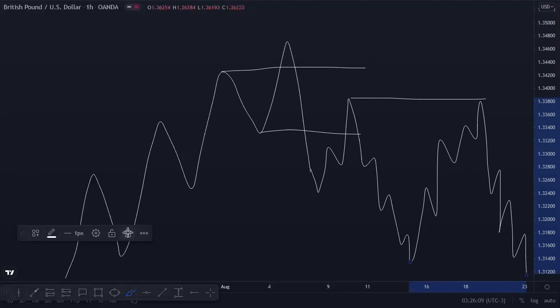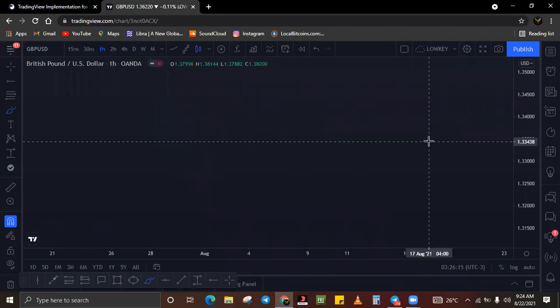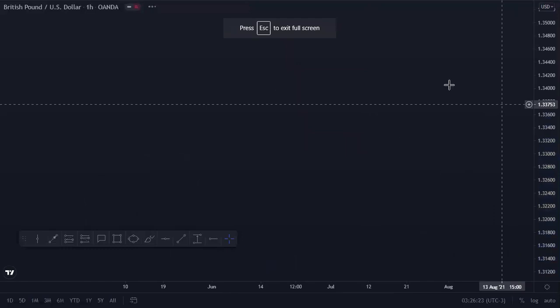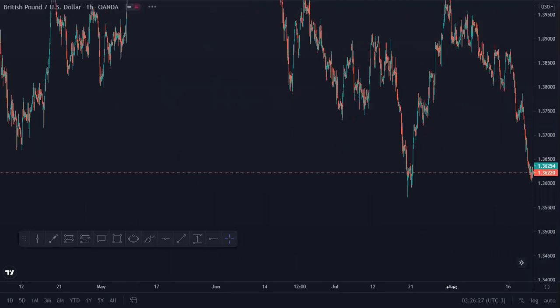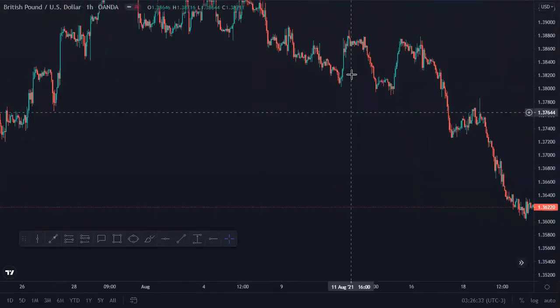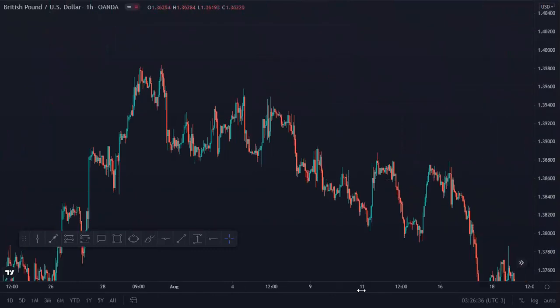Okay, so let's go to the charts and look at this structure. And all of these structures we are talking about right now, none of these structures give high risk entries. All of them are lower risk.